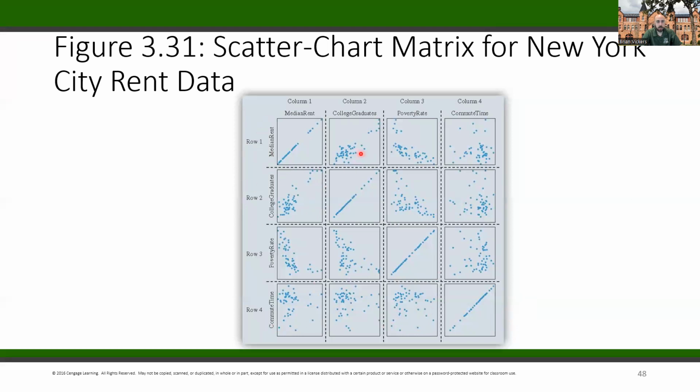Median rent that people pay compared to college graduates. The people that have a lower rent are probably not college graduates. They're living in a less affluent area. The college graduates have a higher rent because they maybe are more affluent, but there's fewer of them. So it's ways to look for any kind of trend between two things. So yeah, that's a scatter chart matrix.